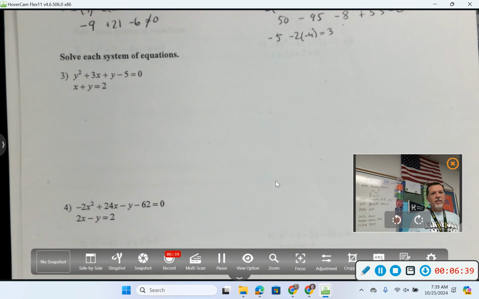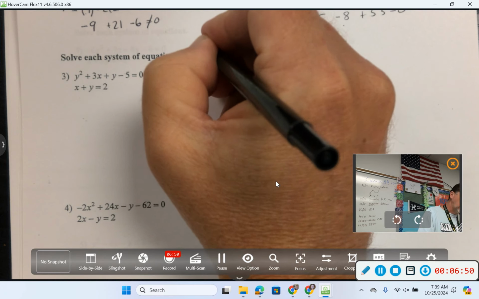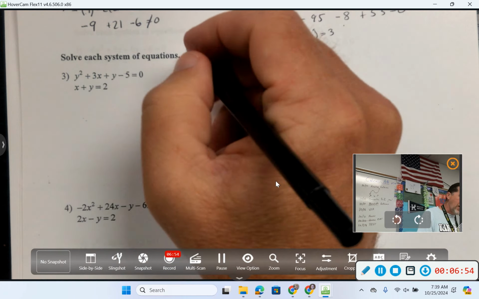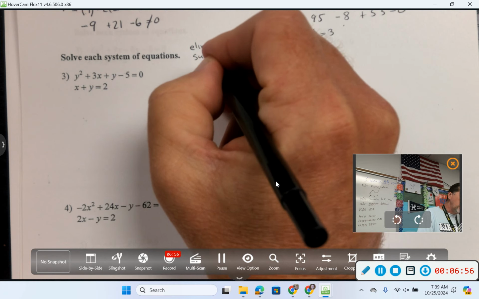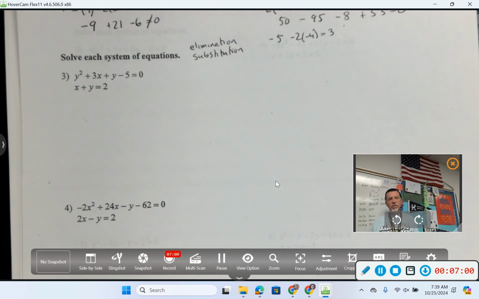Number 3, solve each system of equations. Do you remember the method you used to solve when it was linear systems? Elimination or substitution. Or graphing. Yeah, or graphing, although I don't think we want to be doing graphing here. But you're right, graphing is still an option. You just have to be able to graph them accurately. But that's too much work. We're not really going to do graphing.